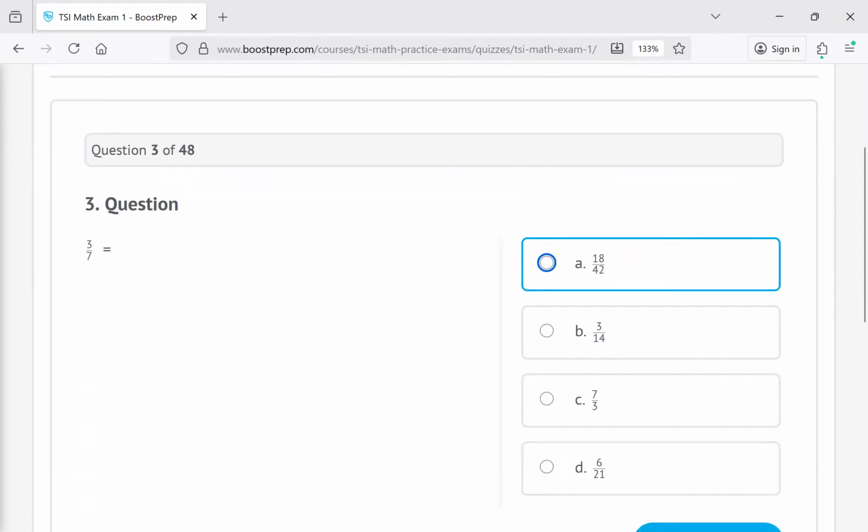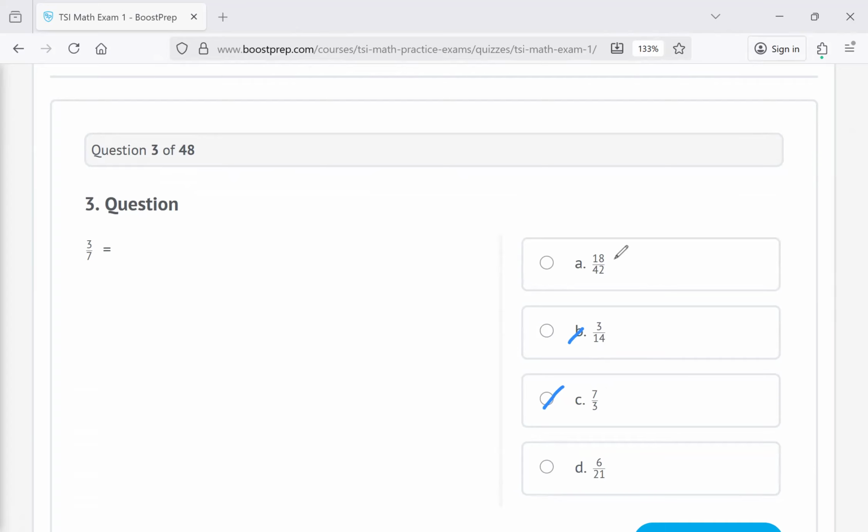Okay, question three. 3/7 is the same thing as what? So there are a few choices you can disregard. I'm going to disregard B. Why can I disregard B? Because 3/14 can never be reduced, right? Three is odd, 14, no. If it can't be reduced, it'll never make it to 3/7. What about 7/3? I can disregard that one because 7/3 can't be reduced, and obviously 7/3 is not the same thing as 3/7, right?